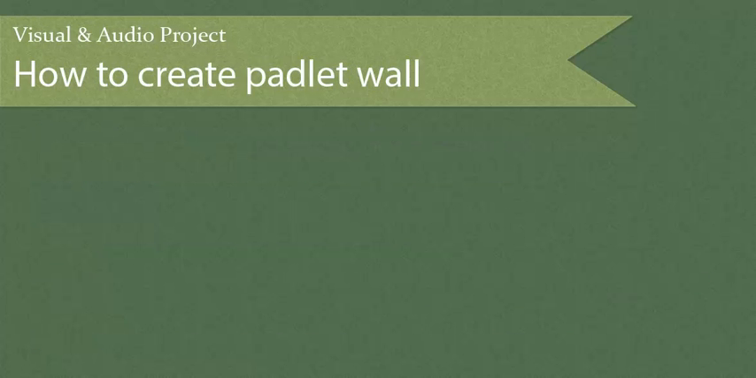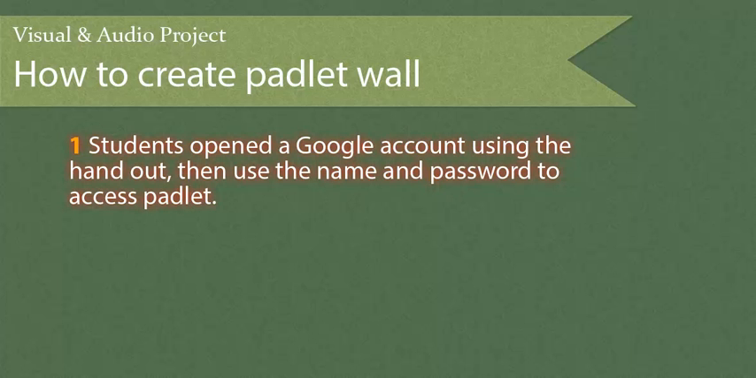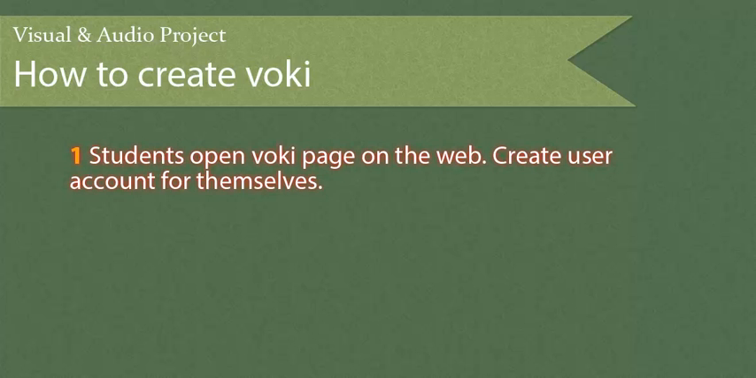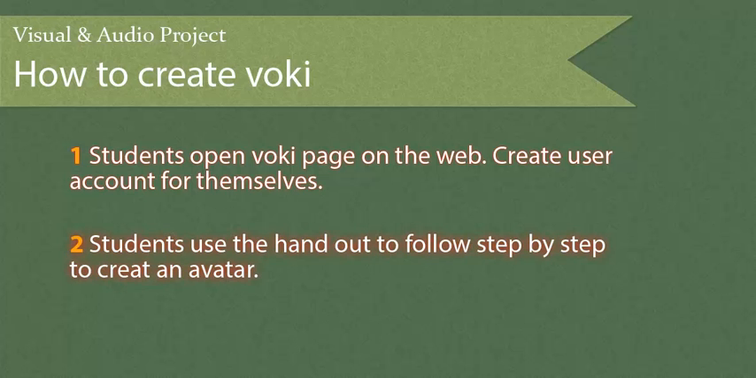This is the important part for this project. To access and create a Padlet wall, students need to have a Google account. If they don't have one, they need to create the account using the teacher's handout. Then use the name and password to access Padlet. Once they open Padlet, they create a wall to experiment with writing, uploading pictures, or web links. Next step, how to create Boki. 1. Students open the Boki page on the web and create a user account for themselves. 2. Students use the handout to follow step by step to create an avatar.